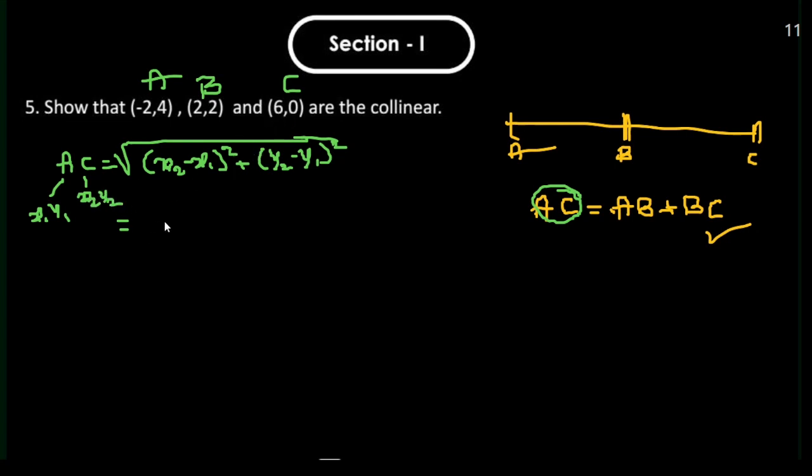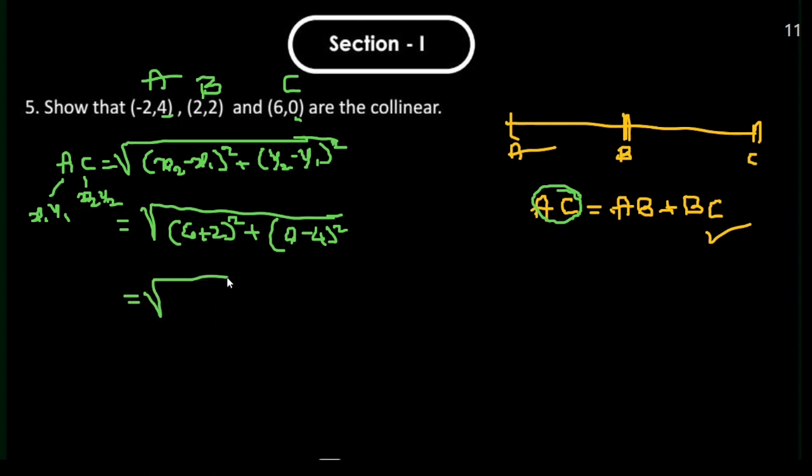So what happens here? 6 minus of minus 2, it is 6 plus 2 whole square. Most of the people make mistakes in signs, plus minus multiplication. So these mistakes you often make, so please be careful while multiplying signs. And now y2 minus y1, this is y2 and this is y1. 0 minus 4 whole square. Now what is this value? 8 square is 64 plus 4 square is 16, right? Now this value is 80.